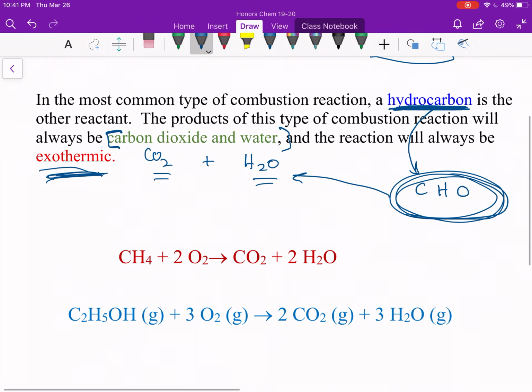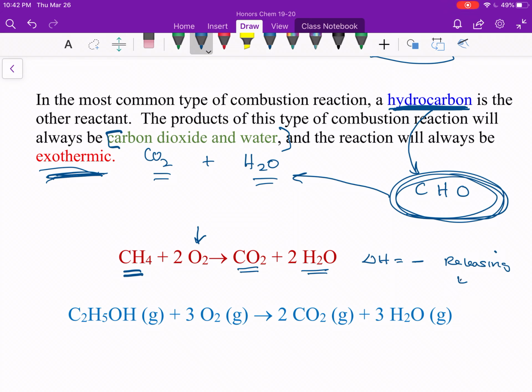Let's take a look at two examples. The first one is methane gas, which we've all heard of. Here we see methane being combusted with oxygen, and we're getting our CO2 and our H2O. Again, this reaction is exothermic, so delta H, and we'll talk more about delta H, is negative, which means we're releasing energy.